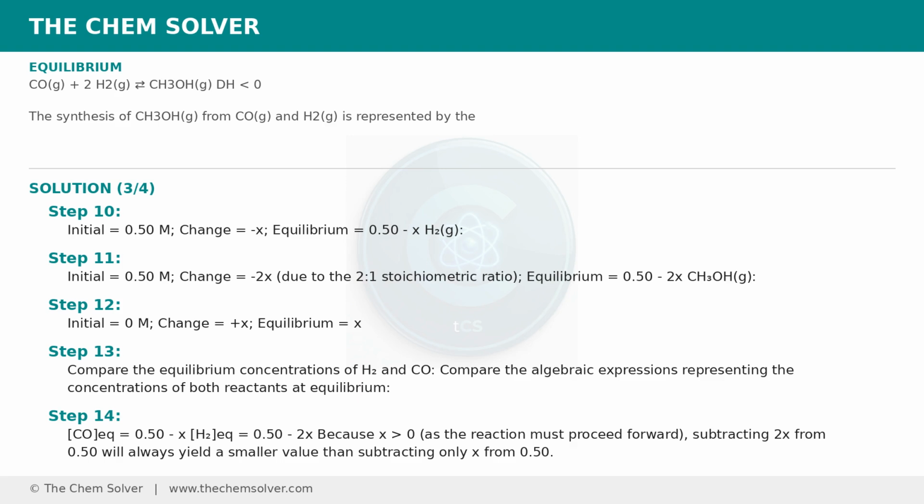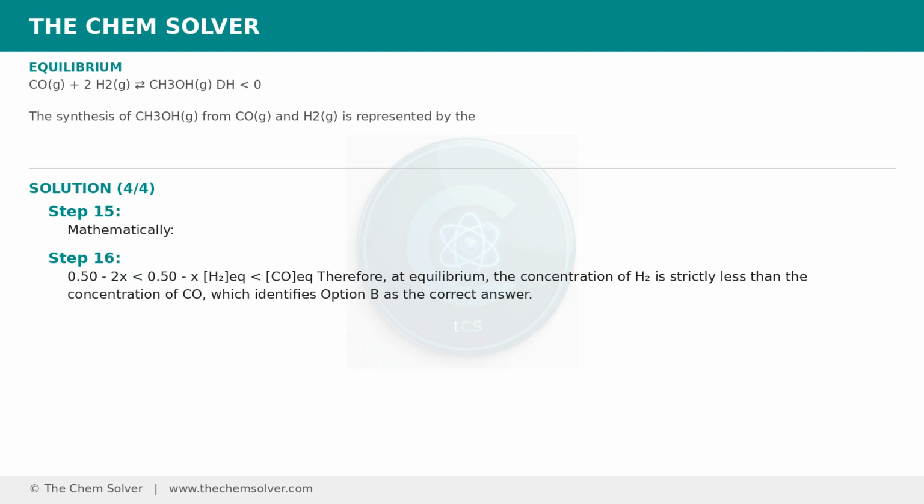Compare the equilibrium concentrations of H2 and CO. Compare the algebraic expressions representing the concentrations of both reactants at equilibrium. CO at equilibrium equals 0.50 - x. H2 at equilibrium equals 0.50 - 2x, because x is greater than 0, as the reaction must proceed forward. Subtracting 2x from 0.50 will always yield a smaller value than subtracting only x from 0.50. Mathematically, 0.50 - 2x is less than 0.50 - x, so H2 at equilibrium is less than CO at equilibrium.